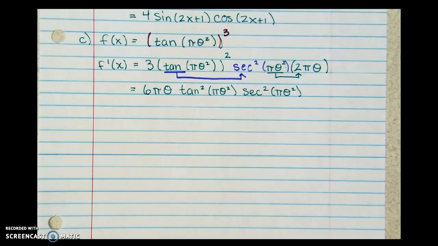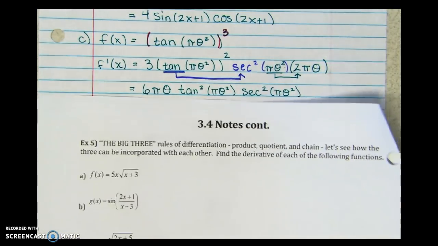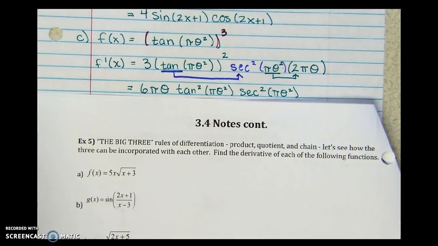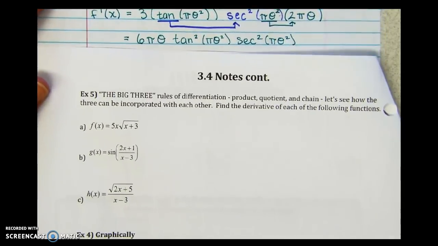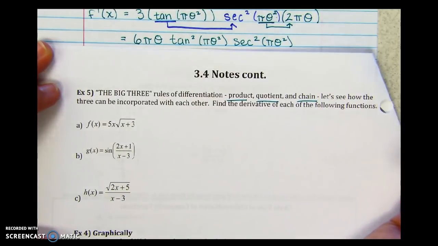So that's our triple chain rule. What do you think? I don't think they're that hard, but students do struggle with those, so I hope you're paying attention. Ready? We're going to go into these. So these are called the big three: product, quotient, and chain. Let's see how the three can be incorporated with each other.